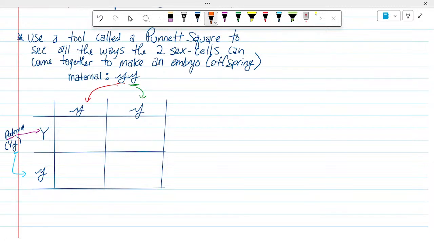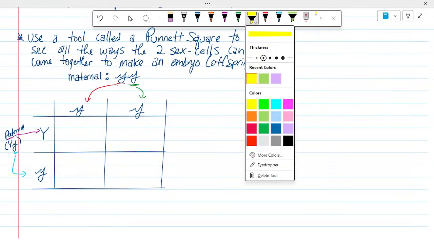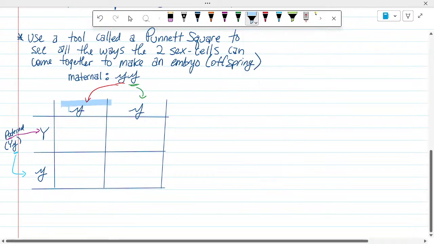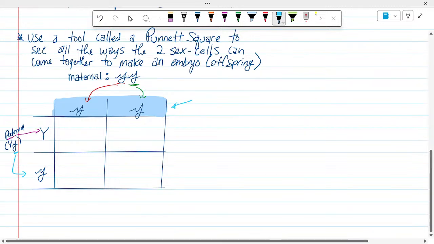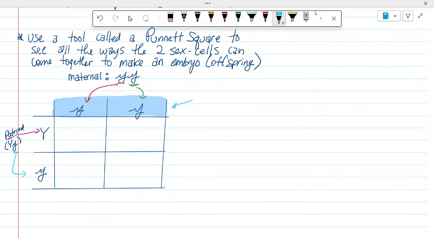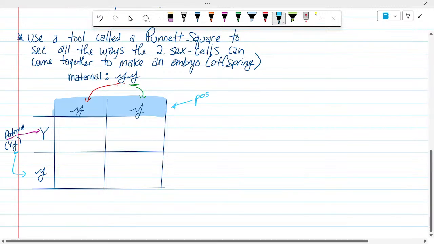So this top row represents, I'm going to use new colors here, this top row represents possible maternal sex cells. In other words, a maternal sex cell, in this case a seed, is only ever going to have 1 copy of each gene, because you get 1 copy from your mom and you get the other copy from your dad. So these are the possible female sex cells.